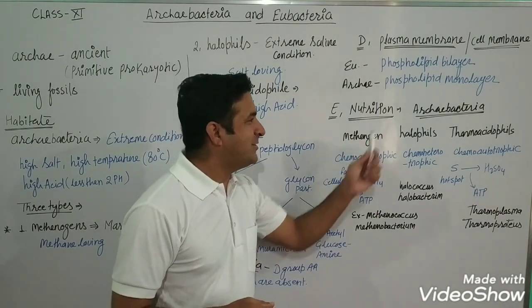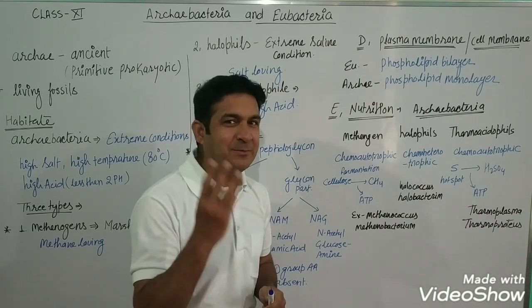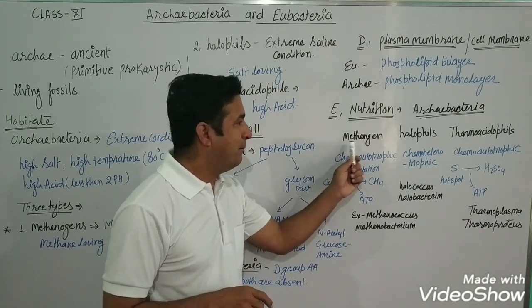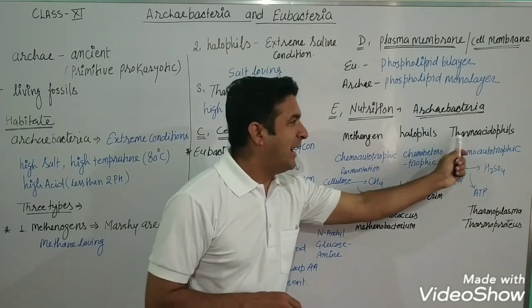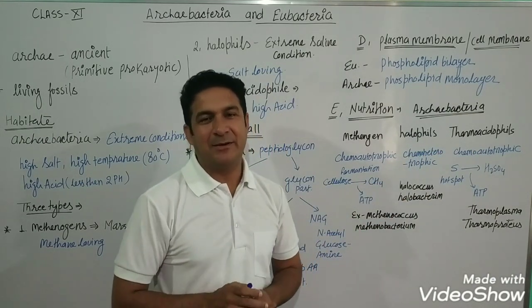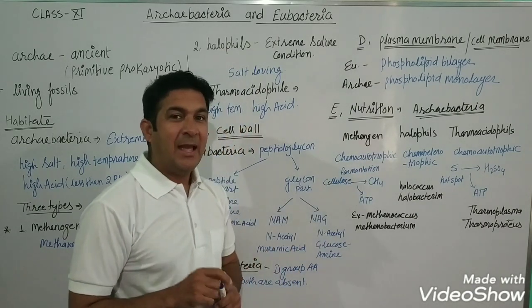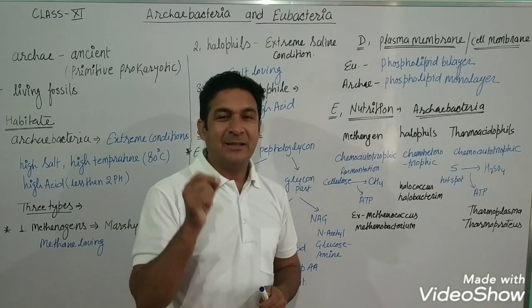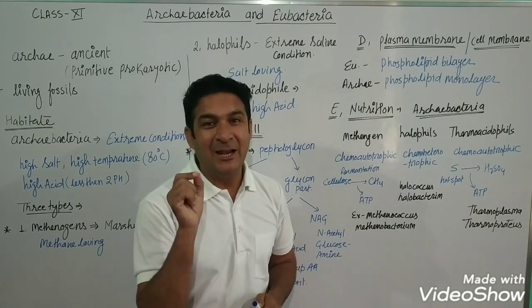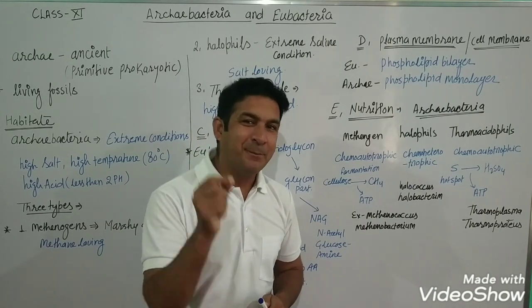In nutrition we will see the nutritional habit of the three types of Archaebacteria: methanogens, halophiles and thermoacidophiles. They have different nutritional habits. First of all we will discuss the methanogens. As the name suggests, methanogens are called methane-loving bacteria, so of course they are found where methane is present.